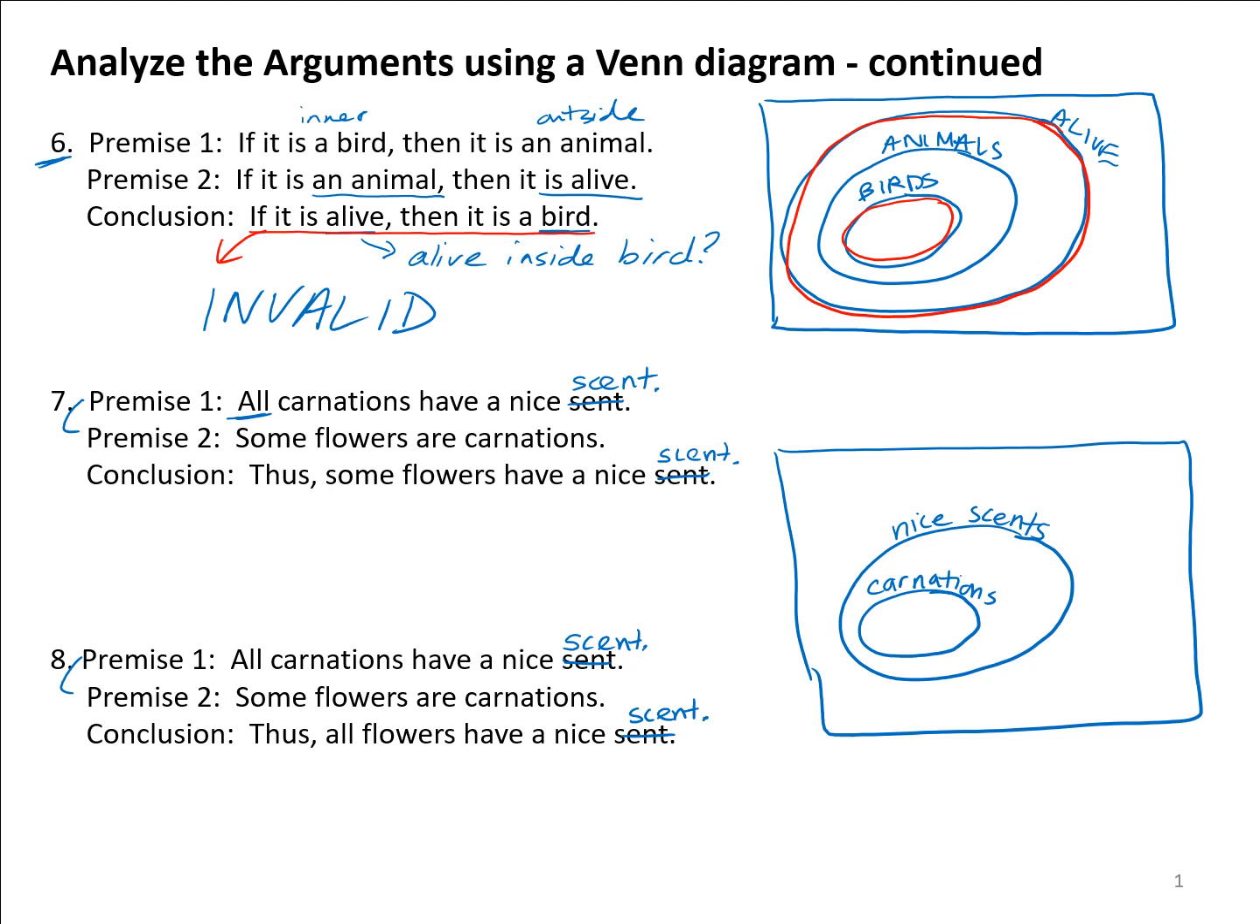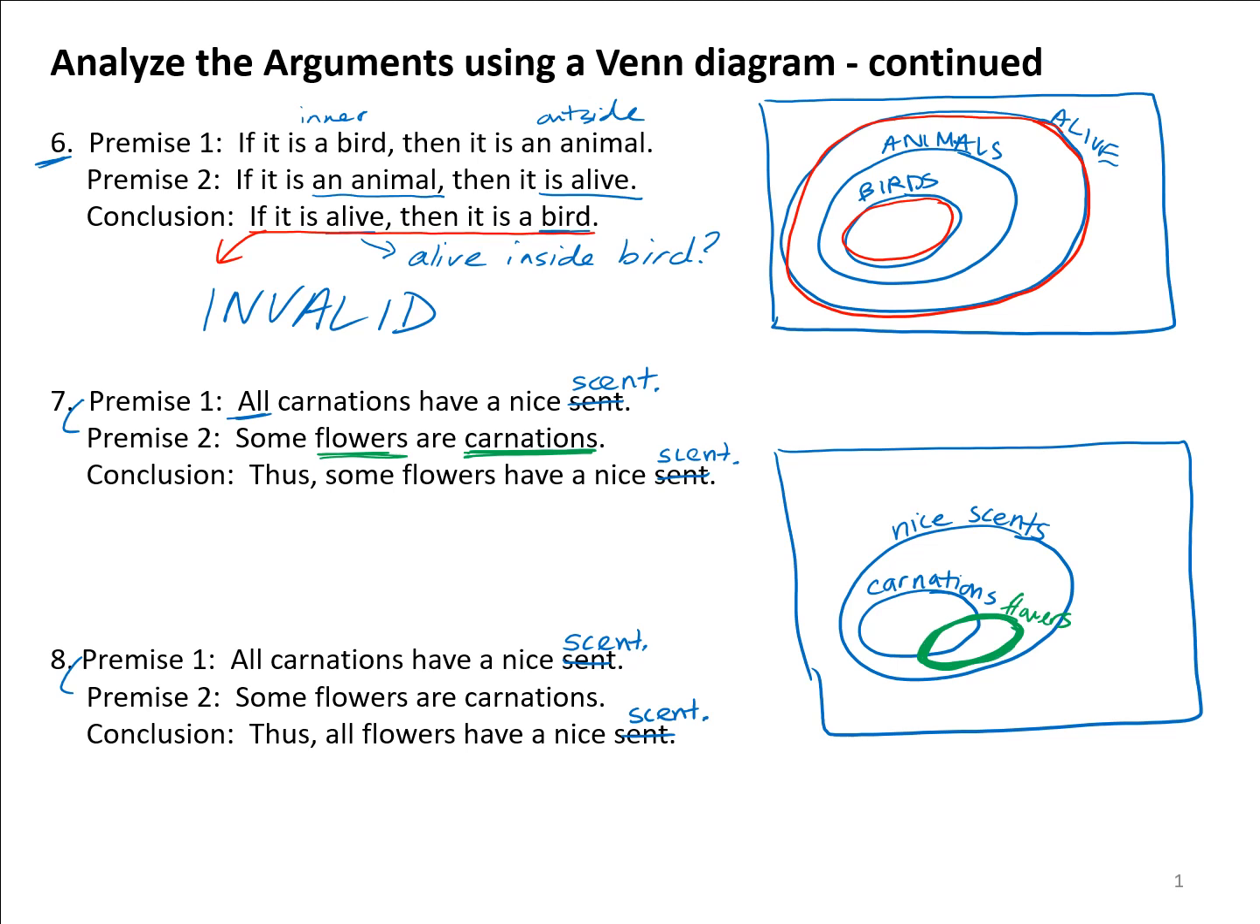When we use the word some and draw it out with the sets, some means that the two sets are overlapping. So the two sets in this example are flowers and carnations. We've already drawn carnations, so then we have to draw flowers. Now the set of flowers is going to overlap with carnations. And one way to overlap with carnations, and I'll label this flowers before I go any further, is to actually have it still be entirely within the nice scent category.